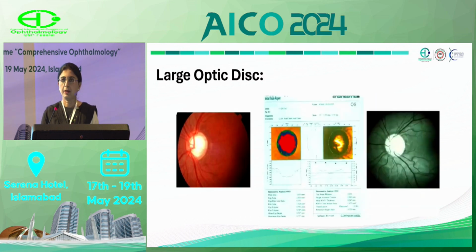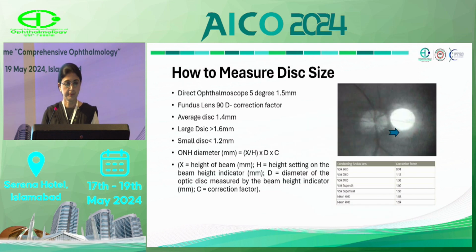On the other hand, a large optic disc that may look suspicious basically has a large cup, and it has a uniform neuroretinal rim width, which is normal on RNFL and red-free photograph. So how do we measure disc size? If you use an ophthalmoscope with a 5 degree spot, the spot size is equal to 1.5 millimeter, which is equal to the size of the disc. If we are using a slit lamp with a 90 diopter lens, we must keep in mind that we must add a correction factor of 1.36.